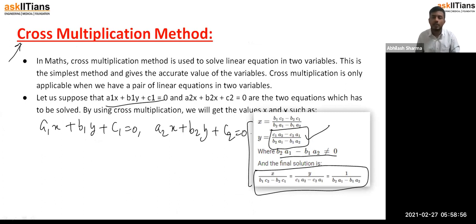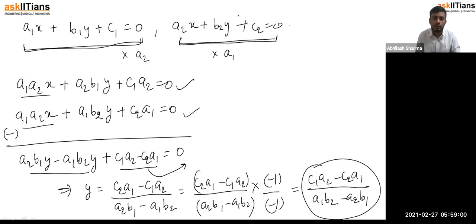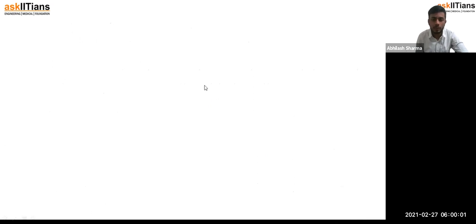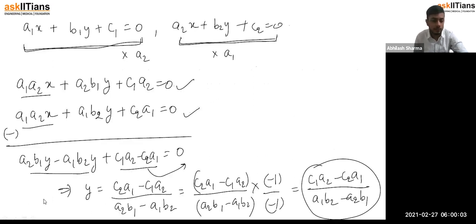Similarly, we can also solve for x using the same method. So what we can do is now eliminate y. To find y we have found, but how will we find x? Obviously we should eliminate y, but to eliminate y, what should we do?